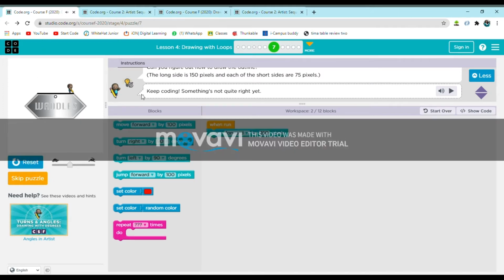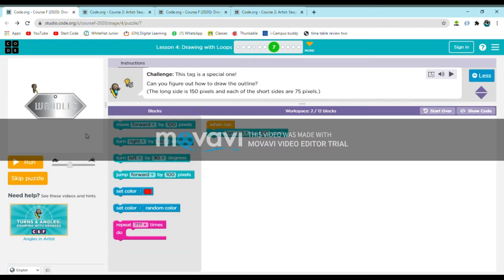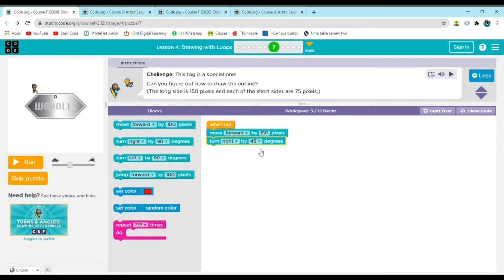Okay, it finished the first line. Now it's a turn right. Turn right by 45 degrees. There is a video to view about the degrees.